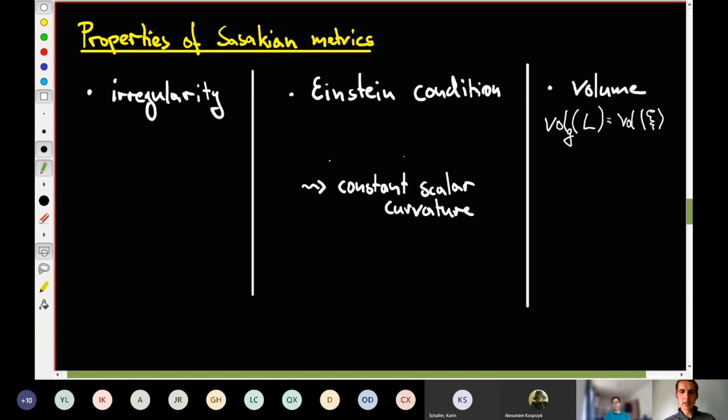Okay, so a second property of such a Sasakian metric could be the Einstein condition. This is usually just the property that the Ricci curvature of our metric g is equal, up to a scaling constant in general, but we can assume that this scaling constant is 1 here, so that the Ricci curvature of the metric gives us back the metric. So this is called the Einstein condition.